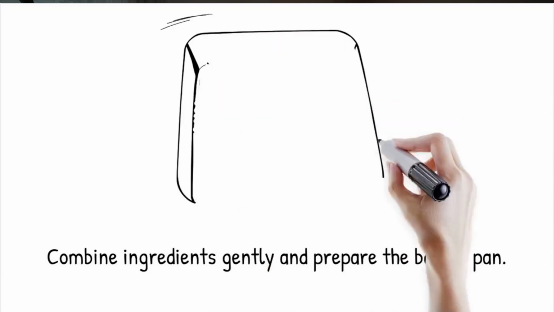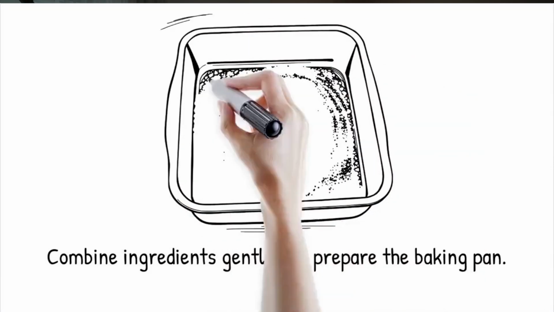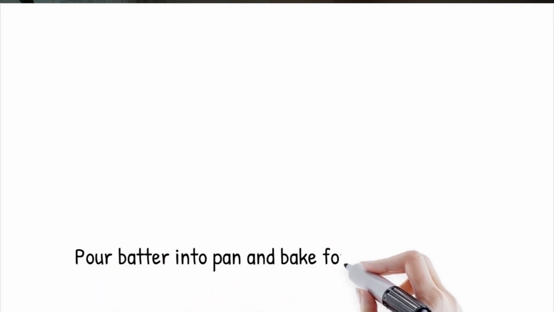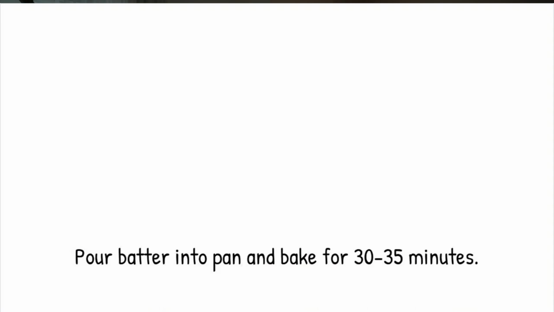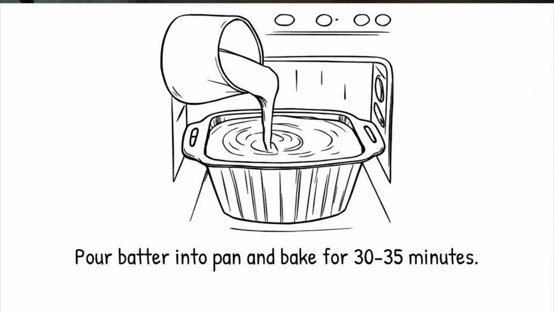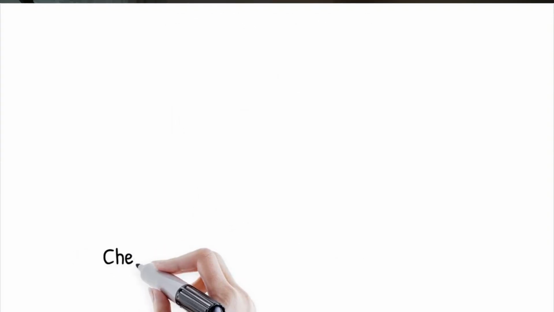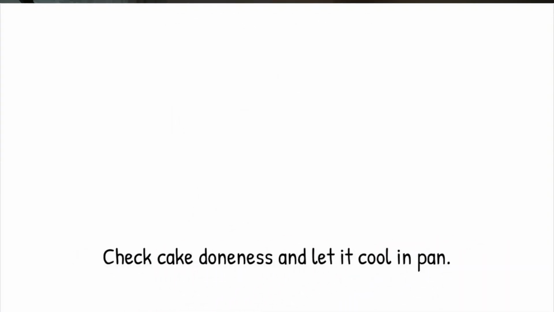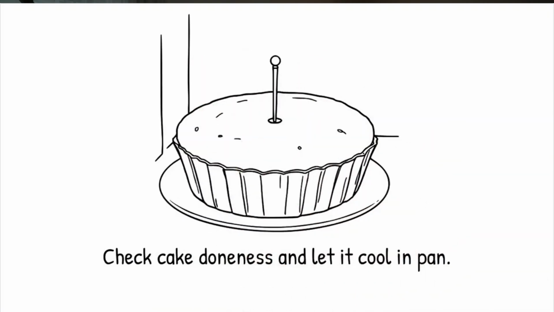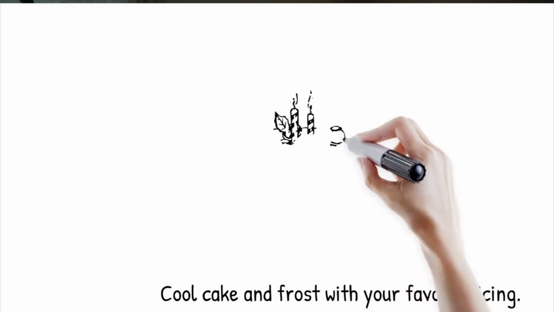Grease and flour your baking pan. This prevents the cake from sticking and ensures easy release. Pour the batter into the pan and level it with a spatula. Now, the oven's ready. Place your cake on the middle rack and set the timer for 30 to 35 minutes. Remember, oven times can vary, so keep an eye on it. Insert a toothpick in the center. If it comes out clean, your cake is done. Once baked, remove the cake from the oven and let it cool in the pan for 10 minutes. This helps it set. Then turn it onto a wire rack to cool completely.